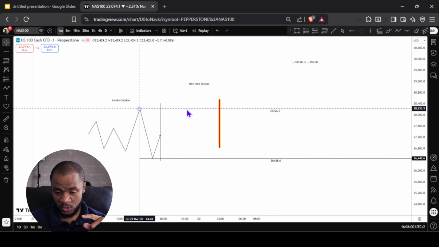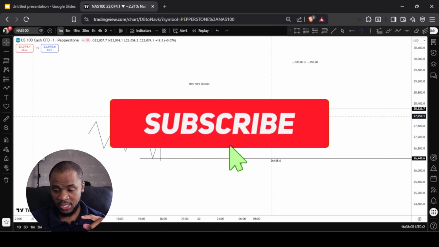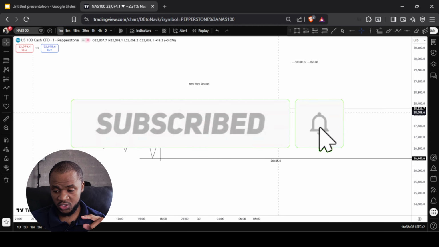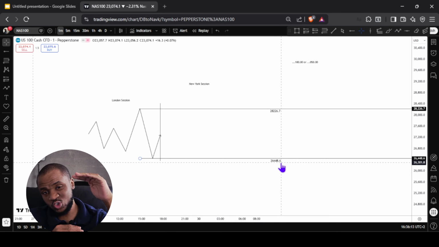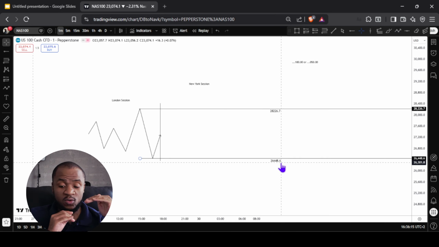As you can see on my screen here, I drew them, and there is a price here of 28226.70, and then at the bottom is 26448.60, right? Those two numbers are very, very important. Why? Because you're going to use them. You're going to need them going forward, all right?